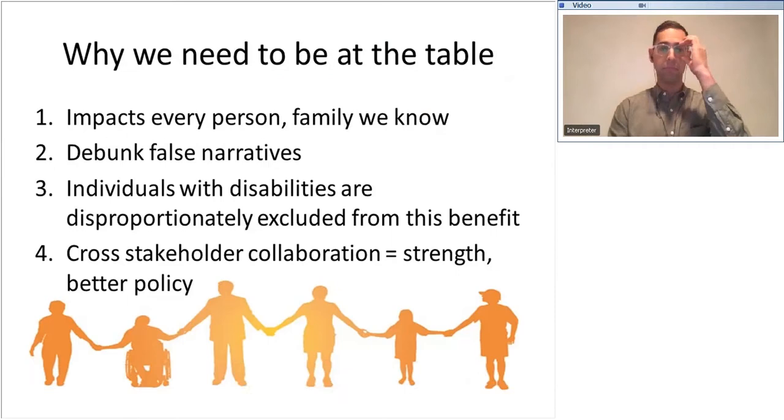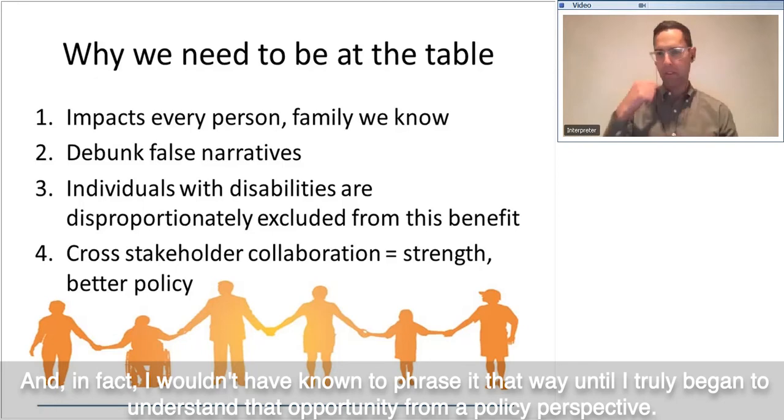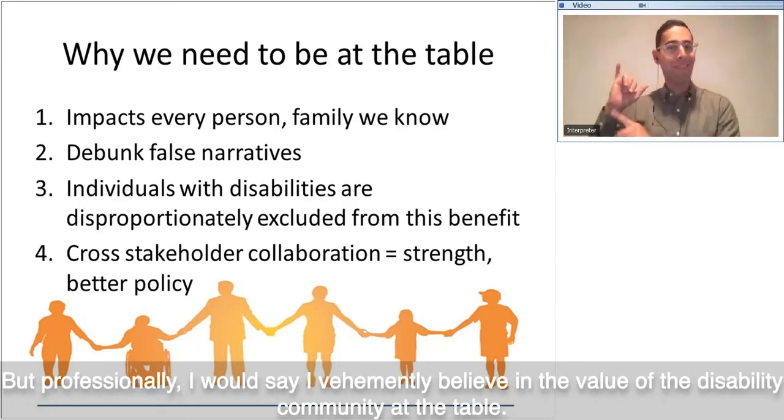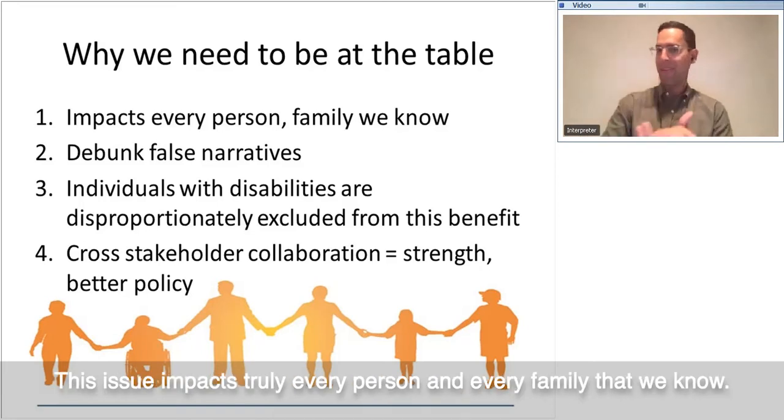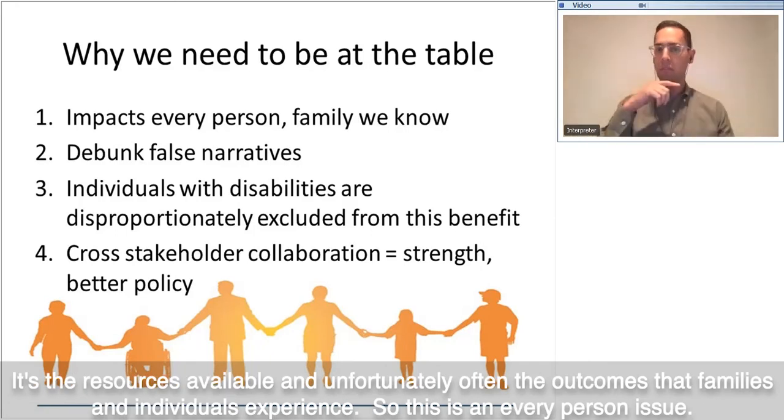So personally, I can easily say that paid leave was in many ways the unsung hero for our family on any number of occasions. In fact, I wouldn't have known to phrase it that way until I truly began to understand that opportunity from a policy perspective. But professionally, I vehemently believe in the value of the disability community at the table. This issue impacts truly every person and every family that we know. And what differs from person to person and family to family isn't the need or the issue, it's the resources available, and unfortunately often the outcomes that families and individuals experience.